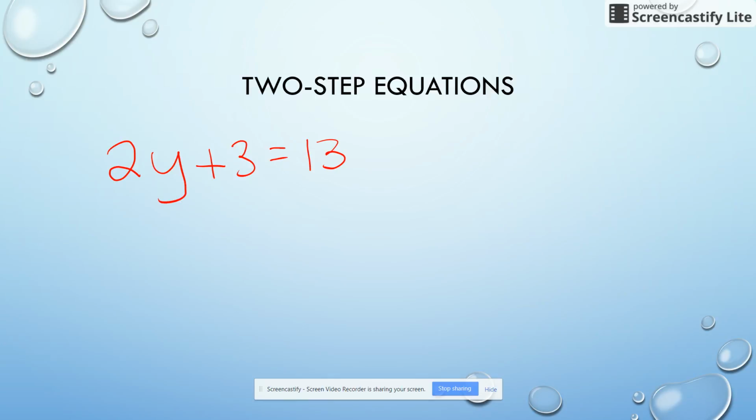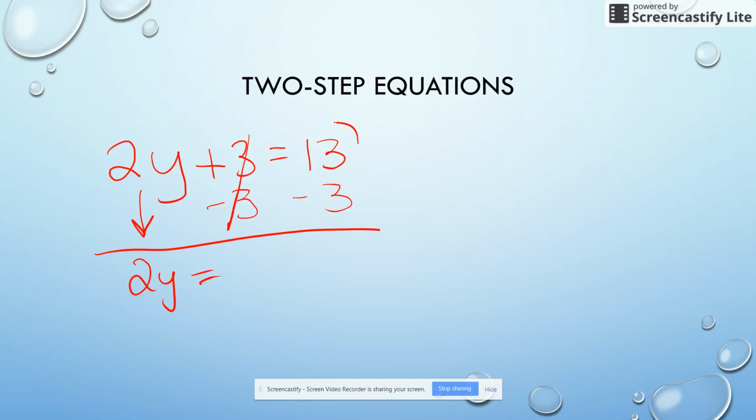PEMDAS, usually we go in one direction. Now we're going to do the reverse. So instead of parentheses and exponents, multiplying and dividing first, we're going to do subtraction first. So subtract 3 on both sides. 3 minus 3 is 0. We can cross that off. And then you're going to write what is left. You have 2y equals, simplify this here, 13 minus 3 is 10. And now we have a one-step equation.